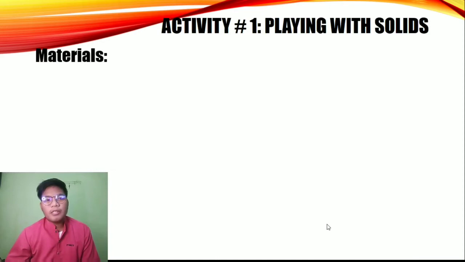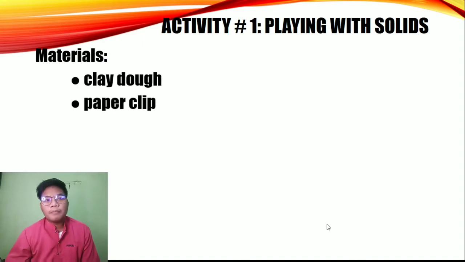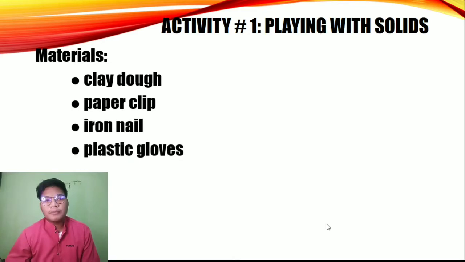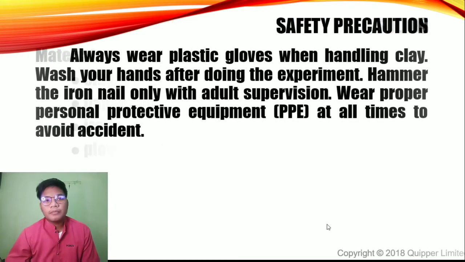Here are the things we need in this activity: Play-Doh, paperclip, iron nail, and plastic gloves. Before we proceed to the activity, let us keep this in our mind. Always wear plastic gloves when handling clay. Wash your hands after doing the experiment. Hammer the iron nail only with adult supervision. Wear proper personal protective equipment or PPE at all times to avoid accident.